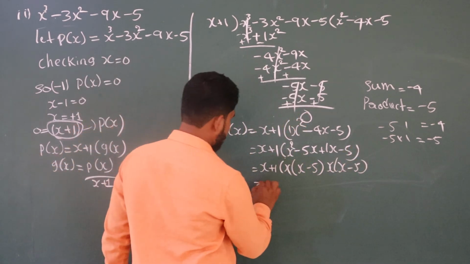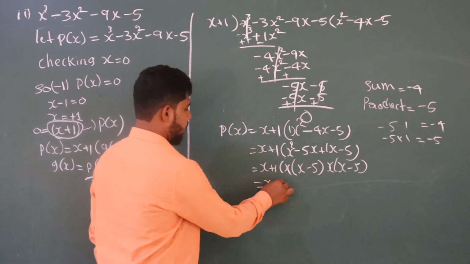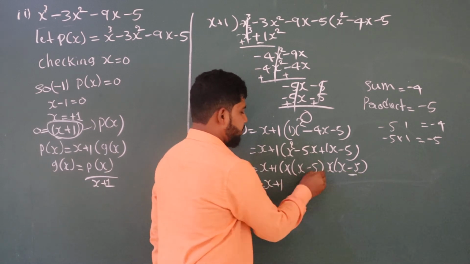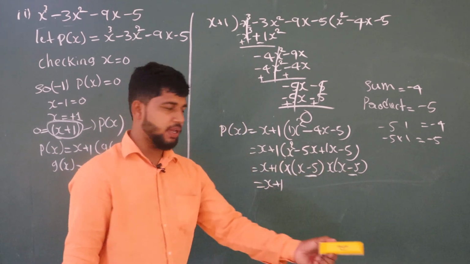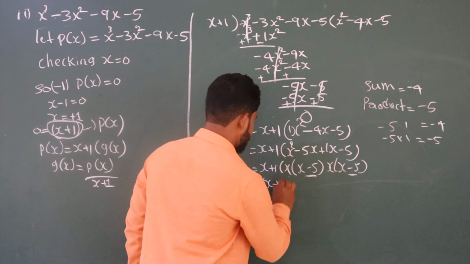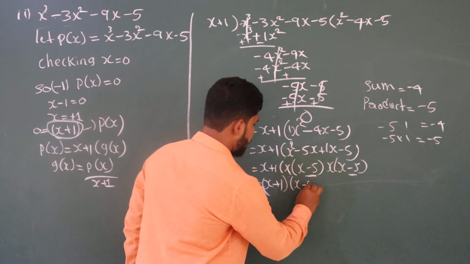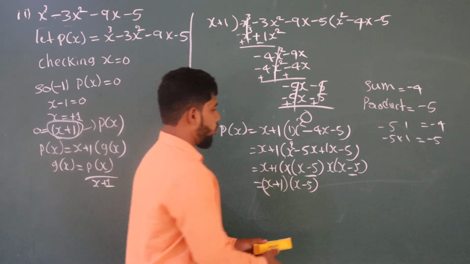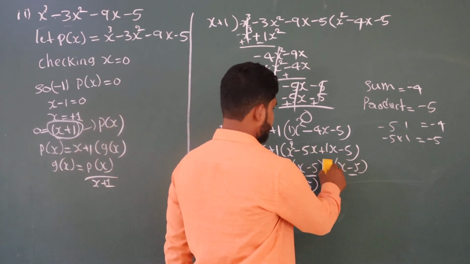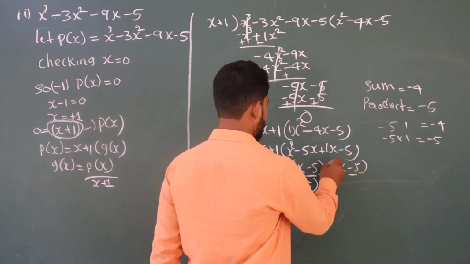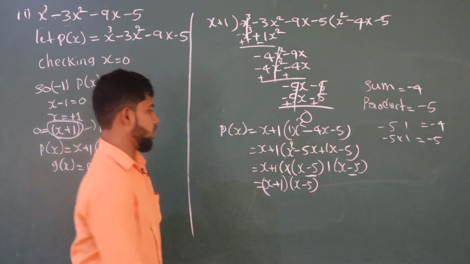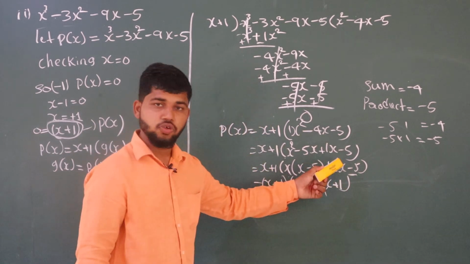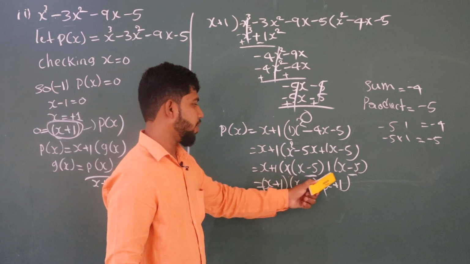Now look at the factors: x minus 5 is common in both terms, and what remains is x plus 1. So x square minus 4x minus 5 is equal to x plus 1 into x minus 5.